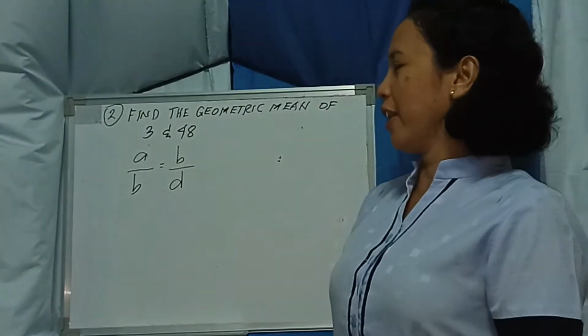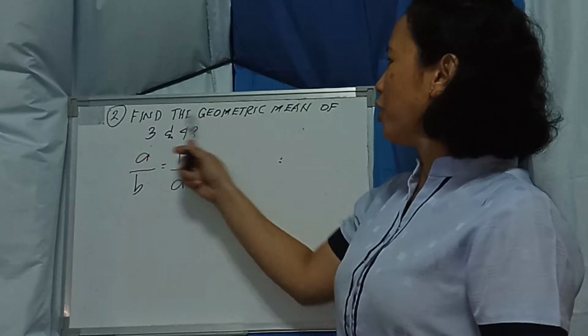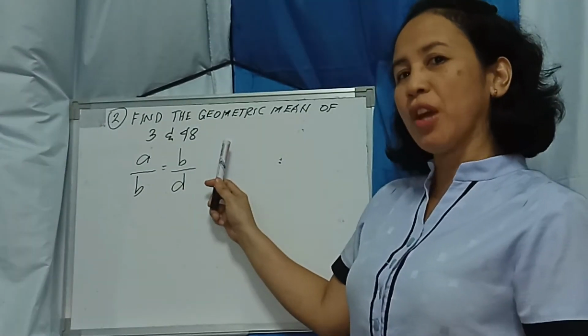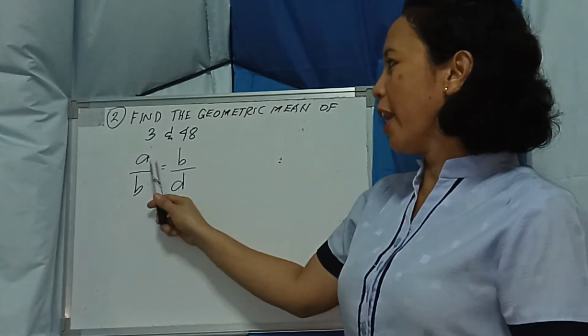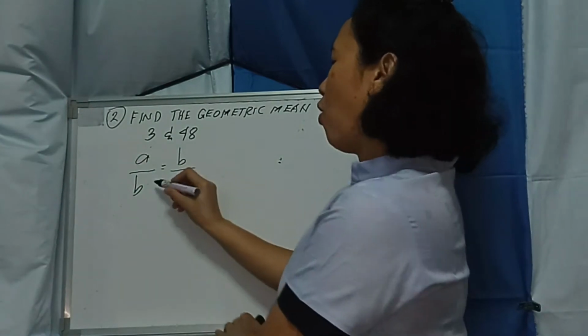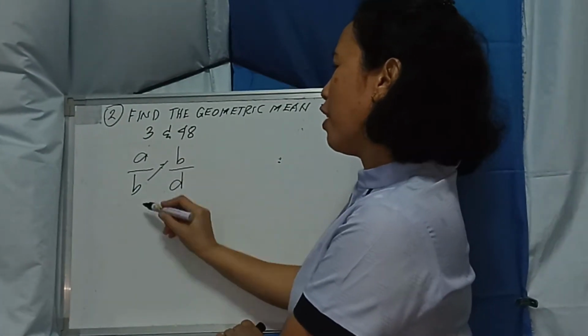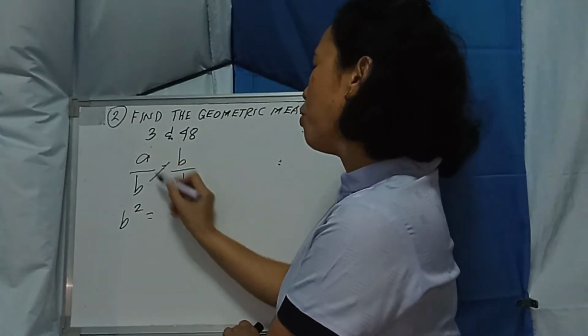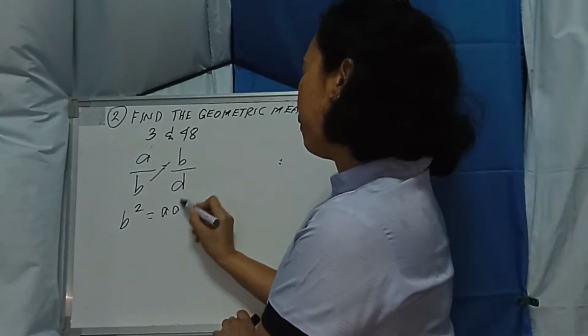So we have another example here. Find the geometric mean of 3 and 48. We use another formula, which is A over B equals B over D. So we have cross product here. B times B, that is B squared, is equal to AD.